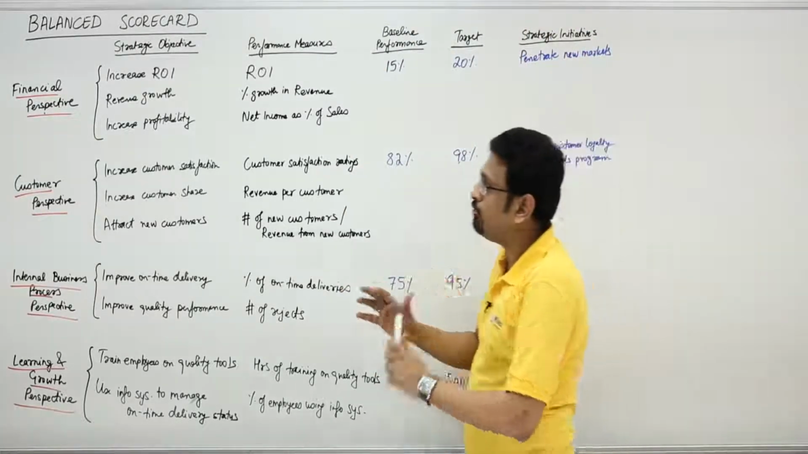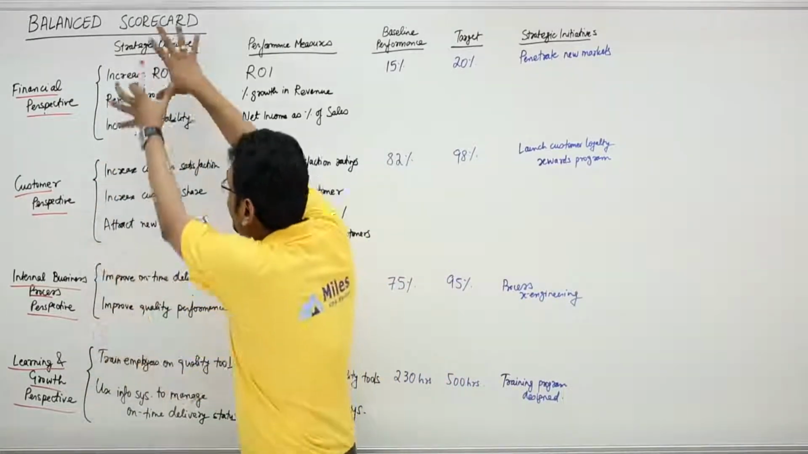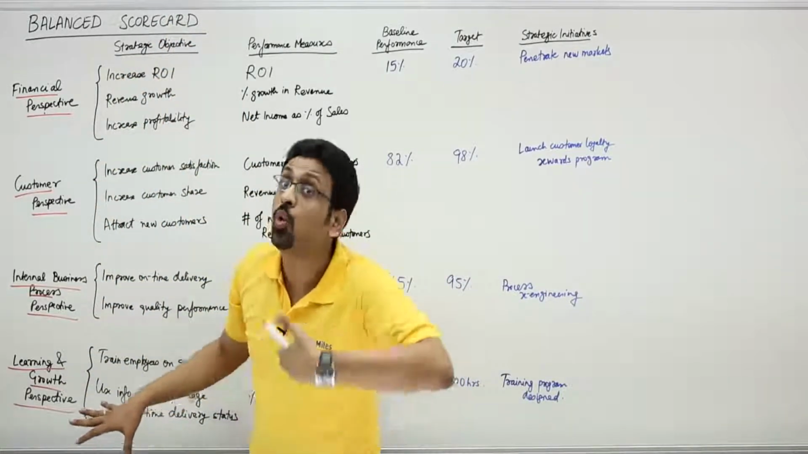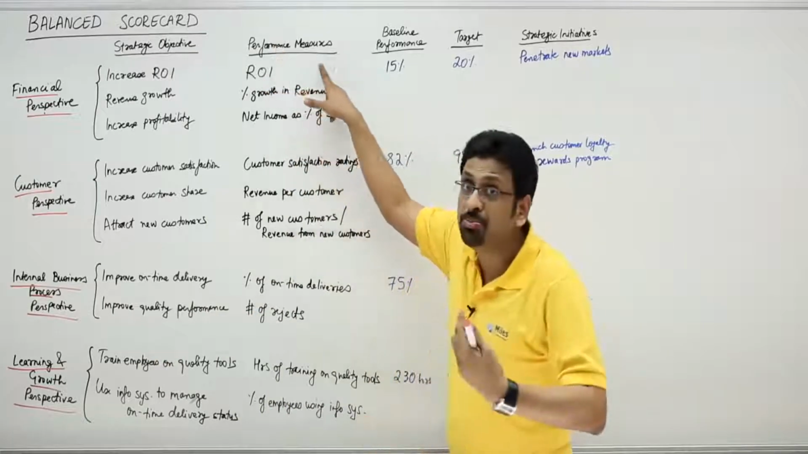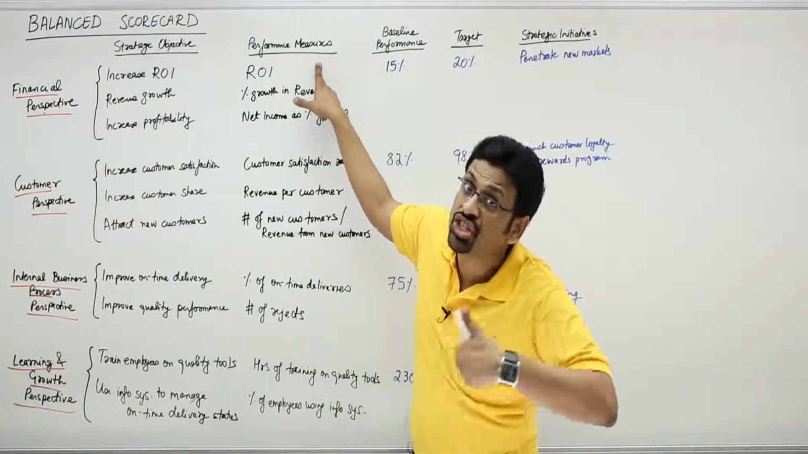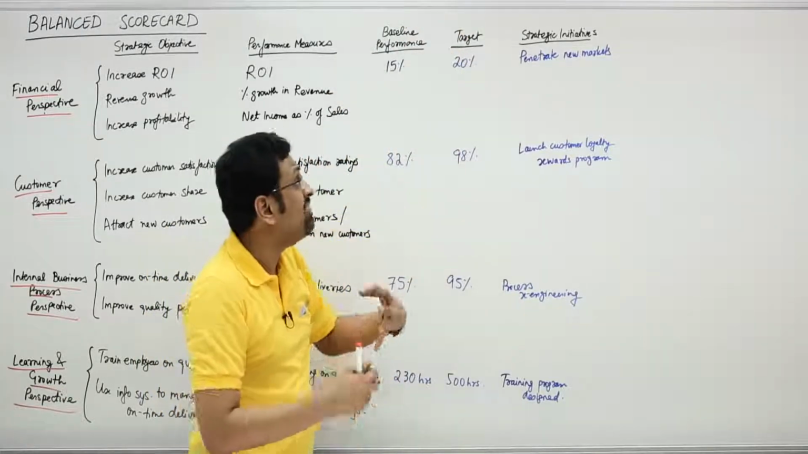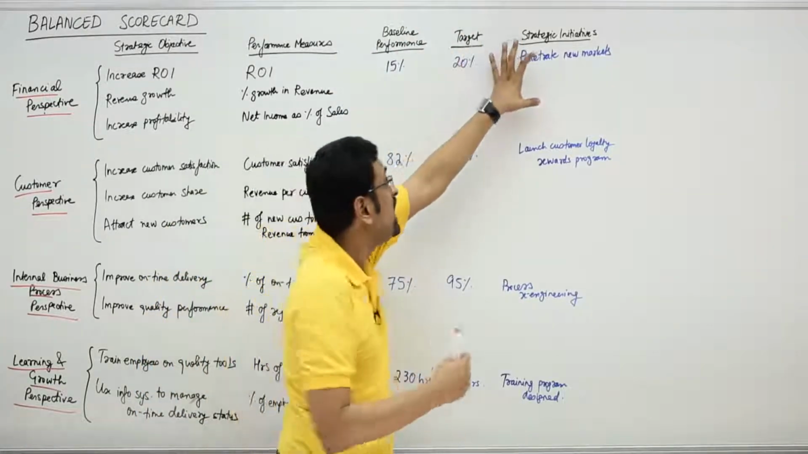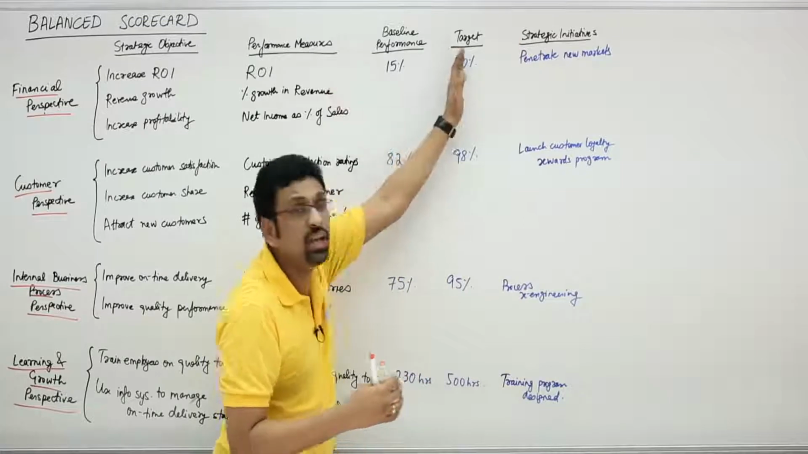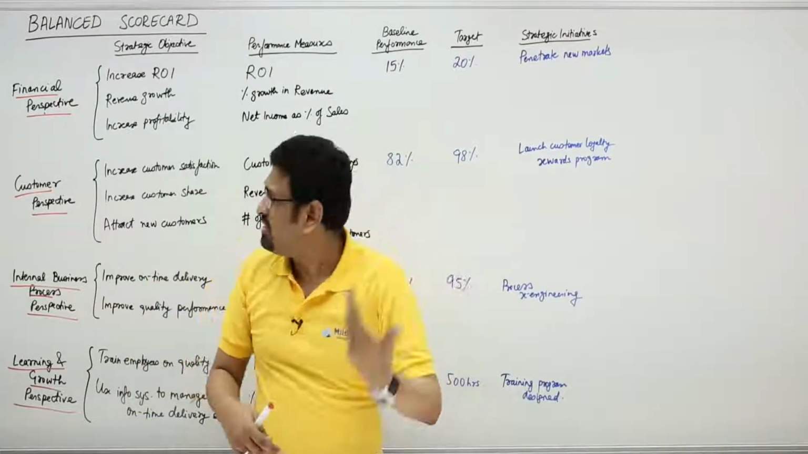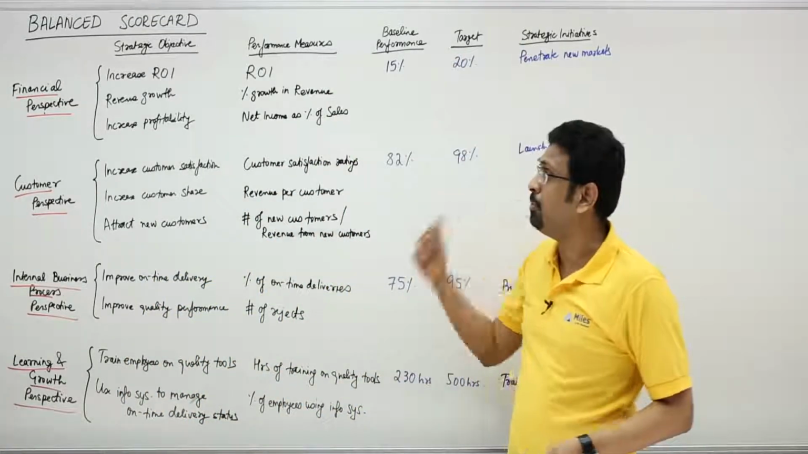So you have your four perspectives here. You define strategic objectives, what you want to achieve. Performance measures, how do you measure if you've achieved it? You're looking at the current performance versus your target performance, and then do you have any strategic initiatives to help you get to your target? So let's look at a lot of examples that I've put on the board here.